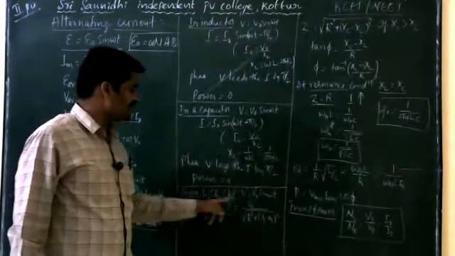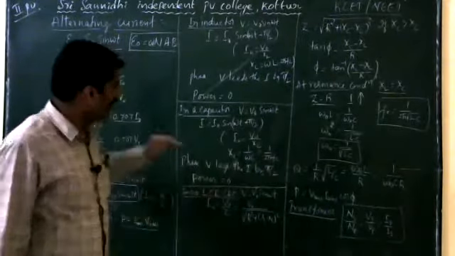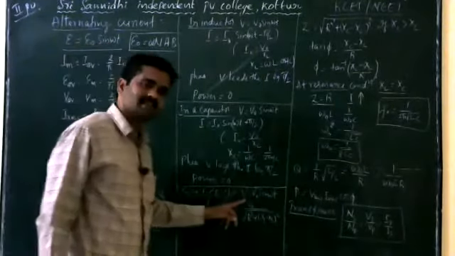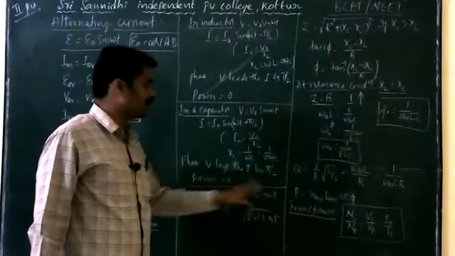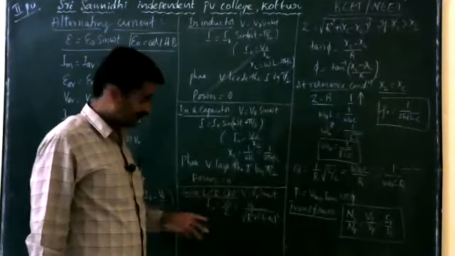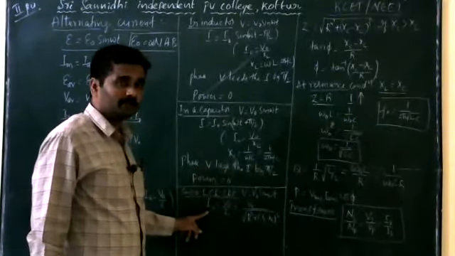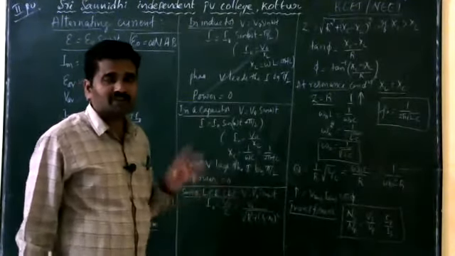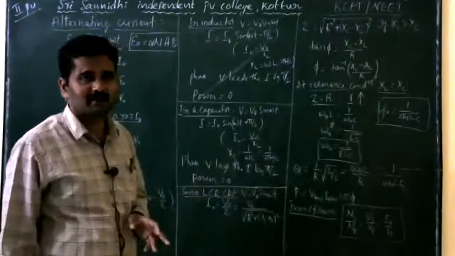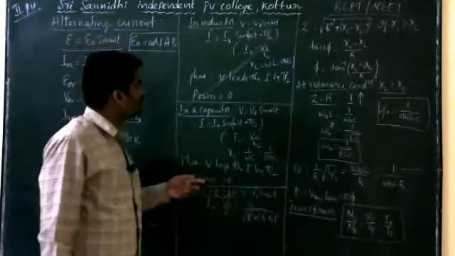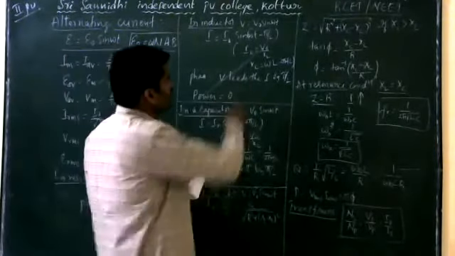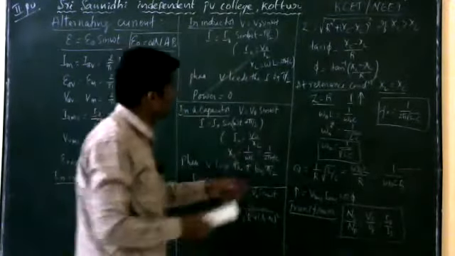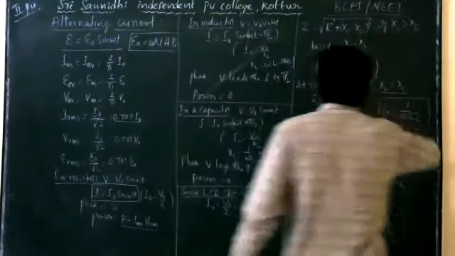In a series LCR circuit, all three elements are connected in series, and V is equal to V naught sin omega t. The peak current I naught is equal to V naught divided by Z, where Z is the impedance, the opposition offered in the series LCR circuit. The units of XL, XC and impedance are all ohm.